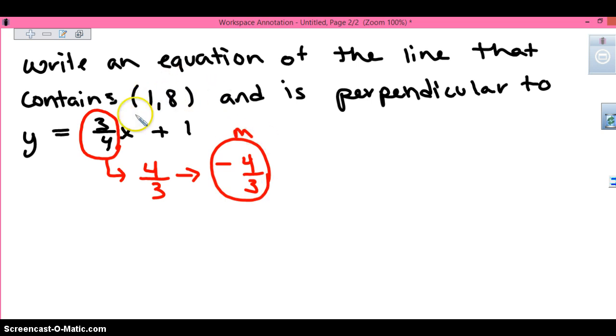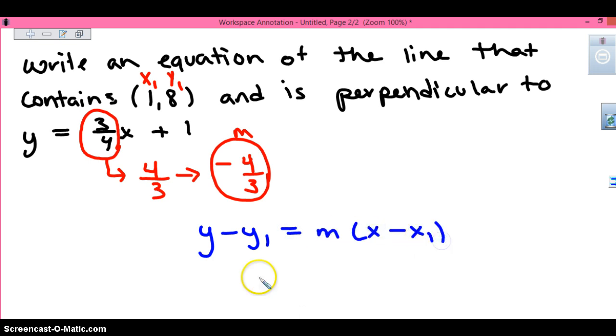Now we're given an ordered pair, (1, 8). We can identify this ordered pair as x sub 1 and y sub 1. Now we have the slope and we have a point, so we're going to use the point-slope formula: y - y sub 1 = m(x - x sub 1). And we can substitute. y - 8 = -4/3(x - 1). We have our equation in point-slope form.